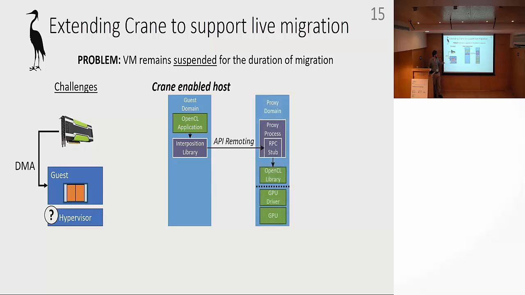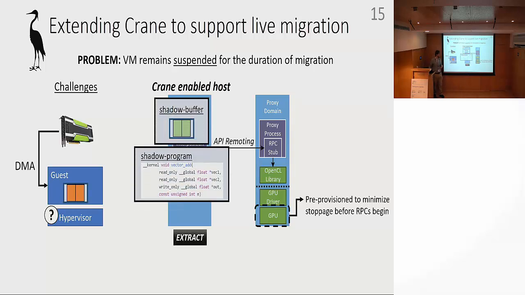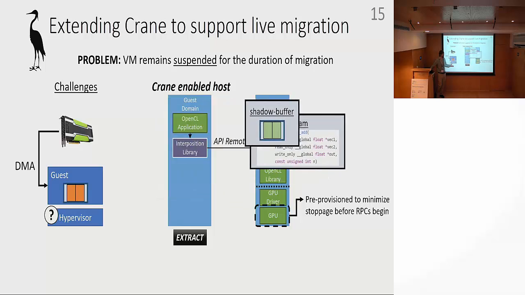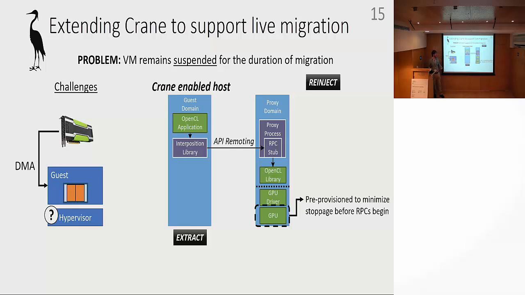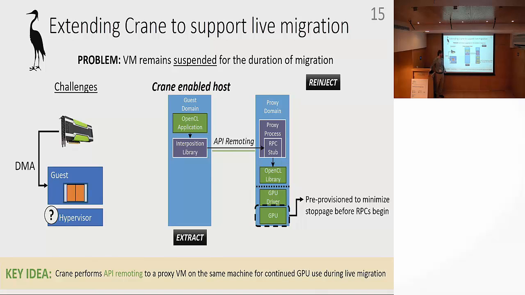So instead, what we're going to do is perform API remoting to another VM on the source host. This is a VM that is pre-provisioned with its own pass-through GPU, so we can forward calls to it. So we use our mechanisms for extracting state and re-injecting it into this proxy VM on the source host, after which we can perform API remoting. By performing API remoting, we have continued use of the GPU during live migration.